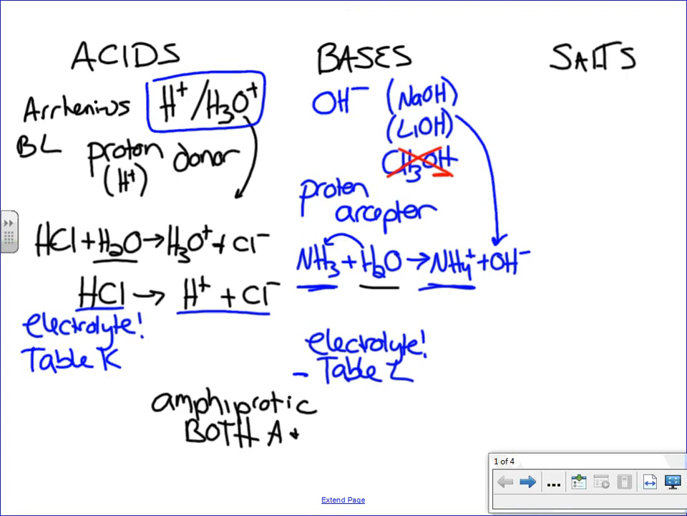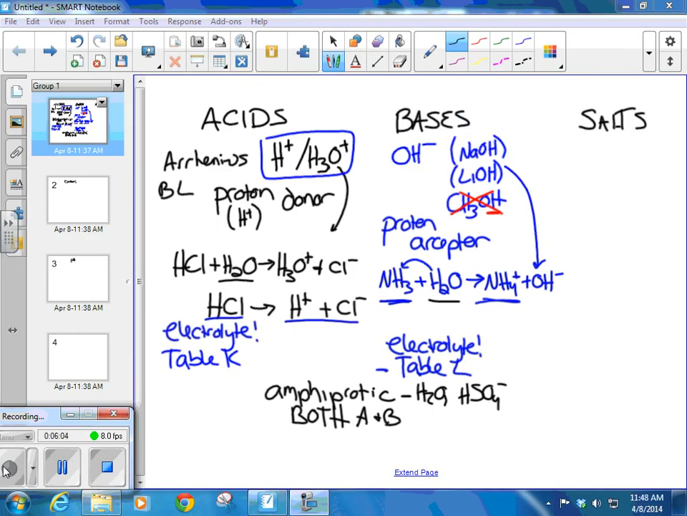A and B. What are you looking for? Things that are amphiprotic. You're looking for something like water, H2O. You're looking for HSO4 minus. Okay, let's start that again. So we have HSO4 minus, which is what happens after sulfuric acid loses a proton.